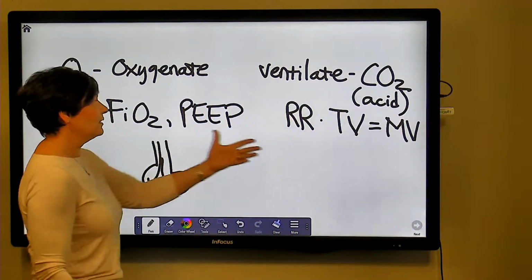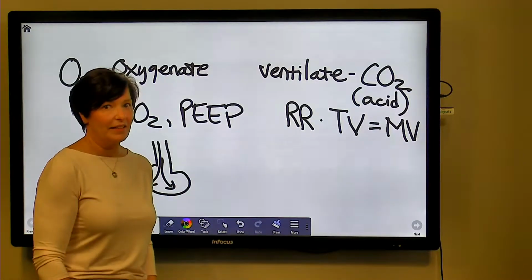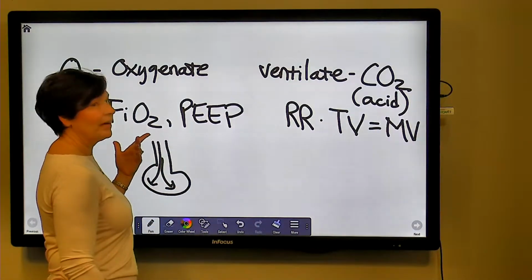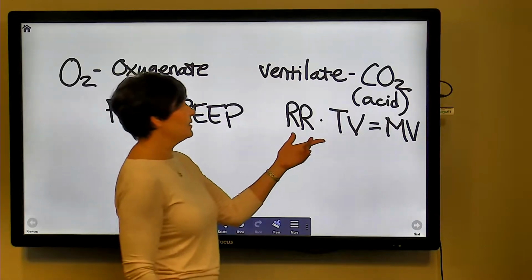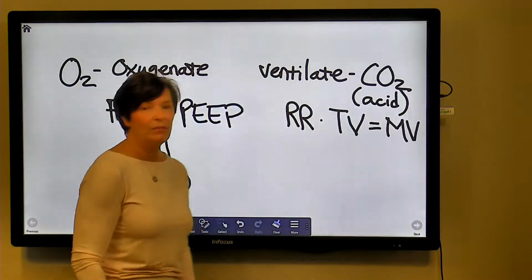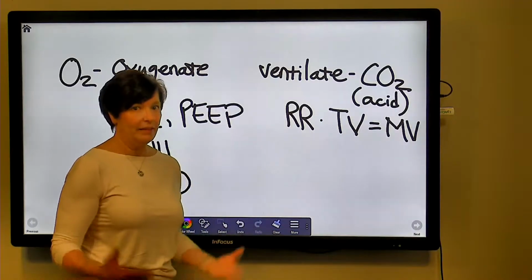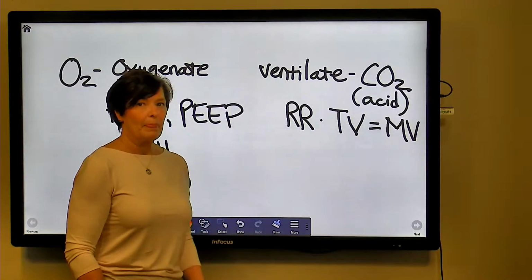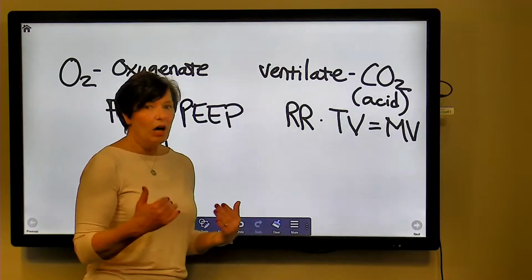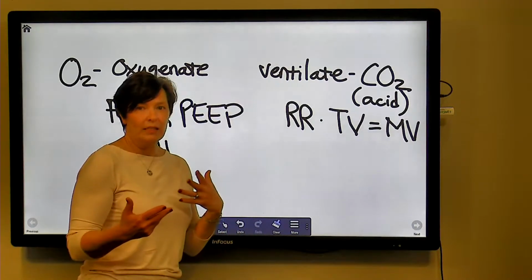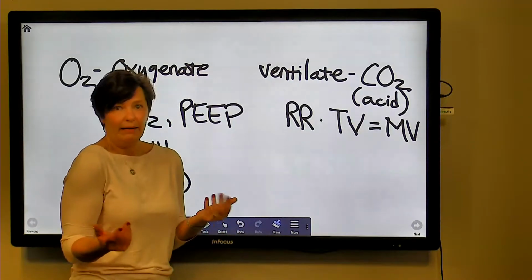If we take a look at this, these are our ventilator settings. I set an FiO2 and a PEEP, and I set a respiratory rate and a tidal volume. I tell the ventilator to oxygenate and to ventilate. Pretty simple. Fun part about this is it also changes and translates into my blood gas.